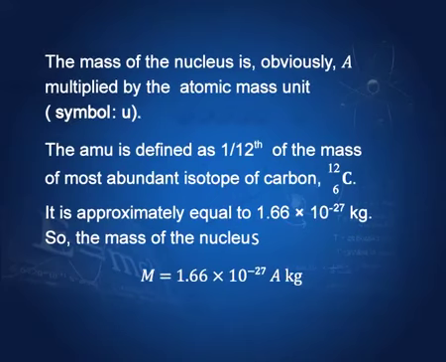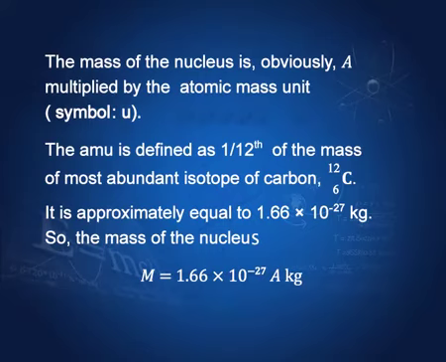The mass of the nucleus is obviously A multiplied by the atomic mass unit U. You remember, I told you that I will define this a little later. U is what is known as atomic mass unit. How do you define that? The atomic mass unit is defined as 1/12th of the mass of the most abundant isotope of carbon, that is carbon 12. 1/12th of carbon 12 gives us 1 atomic mass unit. It is approximately equal to 1.66 into 10 to the power minus 27 kilogram. I told you, it is approximately equal to the mass of the proton.